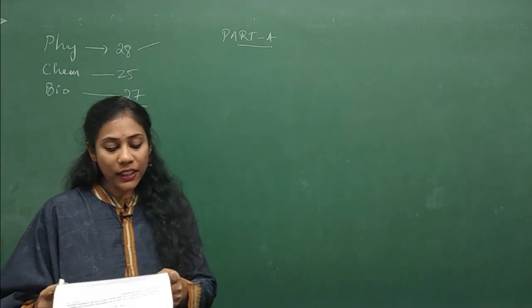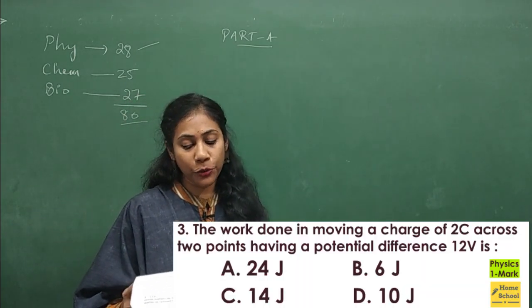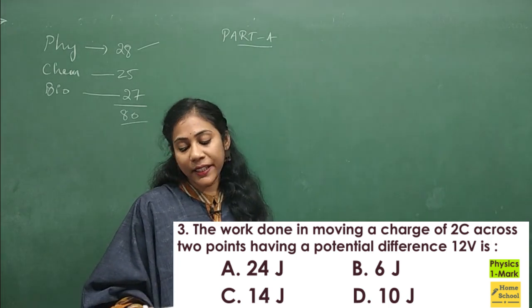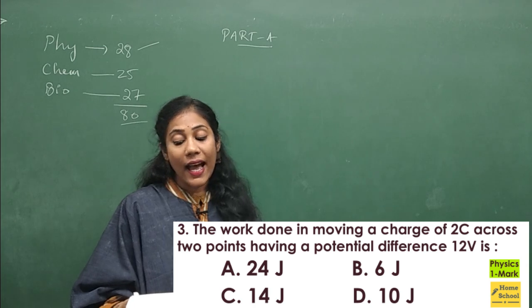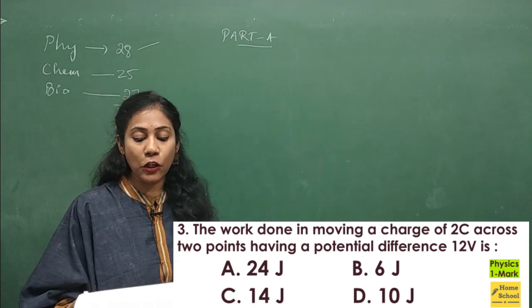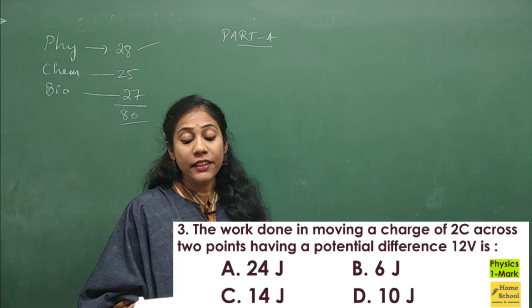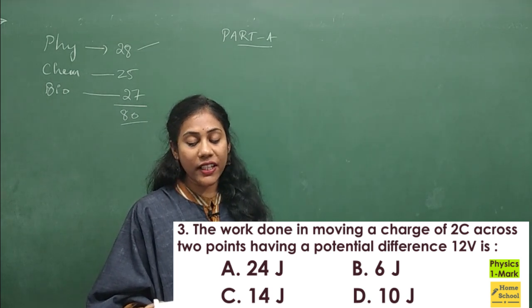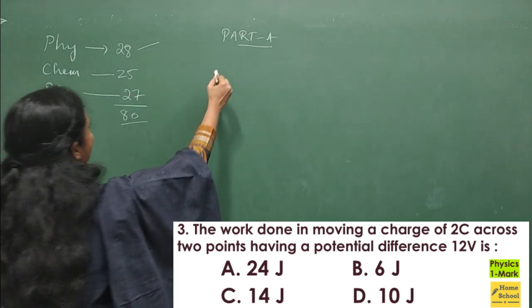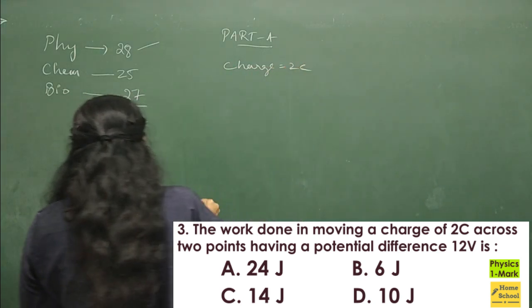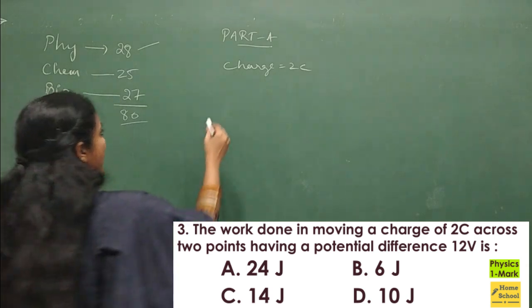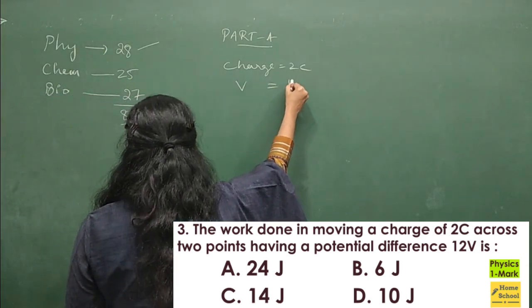Fine. Coming to the third question, a very simple numerical. The work done in moving a charge of 2 coulombs across 2 points having a potential difference of 12 volts is. They are asking for the work done, and what they have given is the charge. How much is the charge given? So charge is 2 coulombs, and then they have given the potential difference, that is voltage, that is 12 volts.